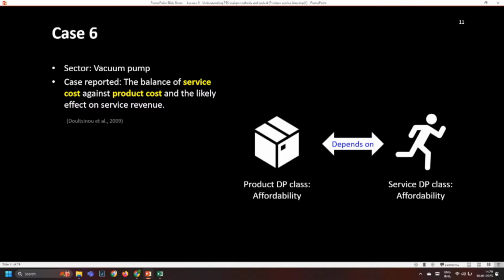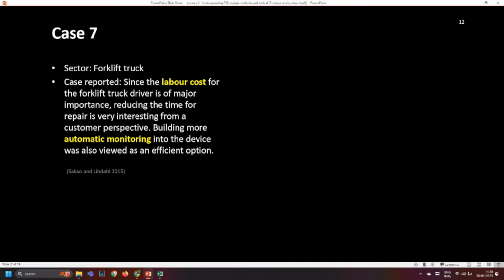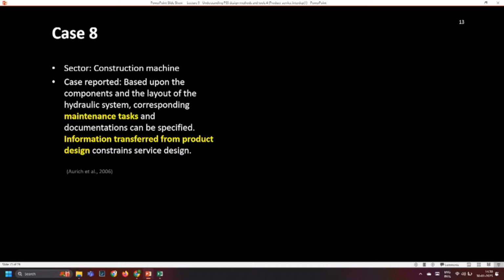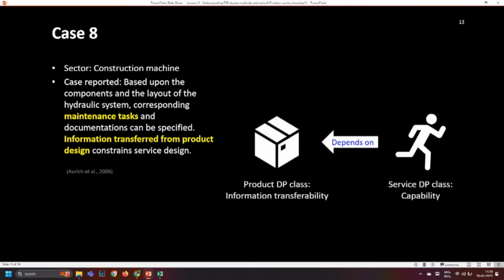Vacuum pump, again, service cost against product cost can be handled so that the overall affordability or the price can be influenced. In the case of forklift truck, labor cost of the service technicians can depend on the product design, and in this case, an automatic monitoring device was considered to be put into the forklift so that the service labor cost will be decreased. Affordability.